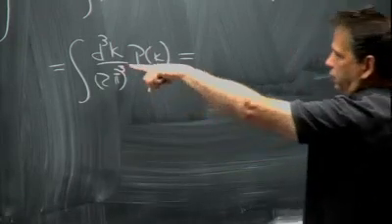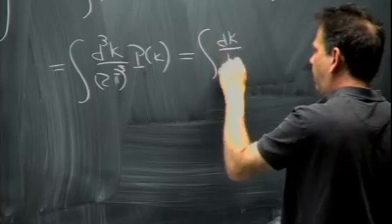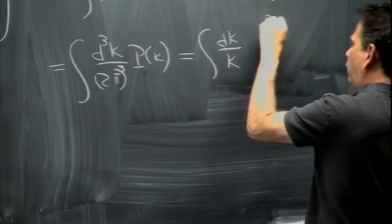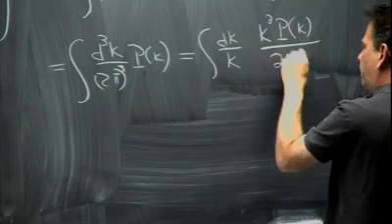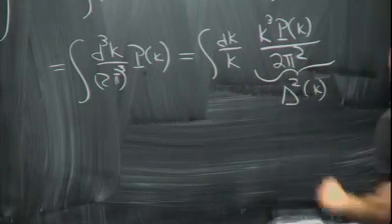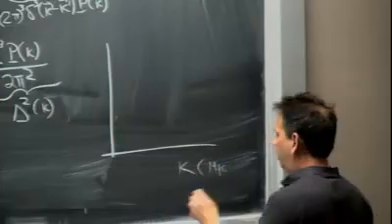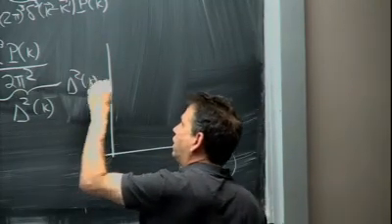Do the angular integral, you get a 4 pi, and you're left with a logarithmic integral dk over k times the dimensionless combination k cubed P of k over 2 pi squared. This thing is called capital delta squared of k, and this is the language I want to use to answer your question. So we can plot this thing as a function of k. K is in units of 1 over length, so units of 1 over megaparsec. Delta squared is a dimensionless quantity.